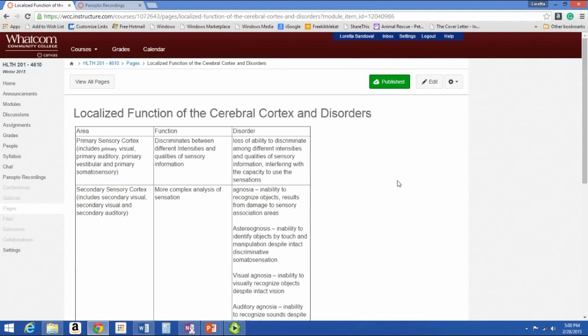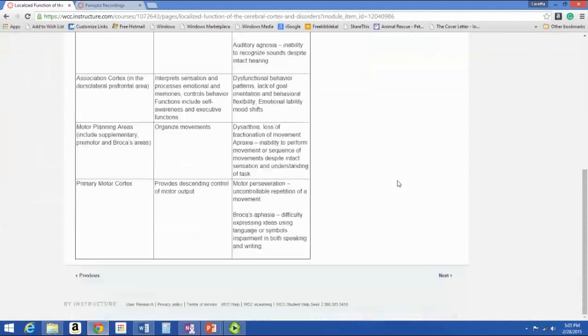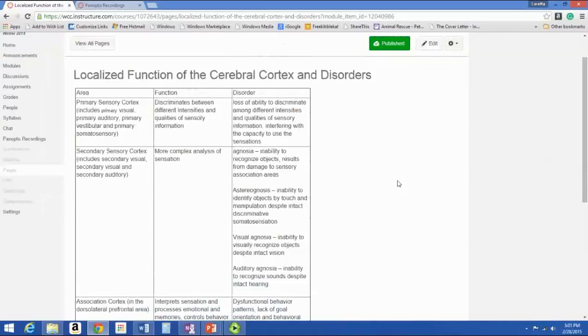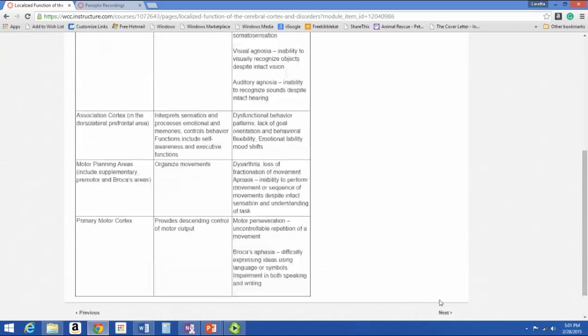So really, you know, it always comes back to the question, what do I need to know for the test? Well, here it is, all in one nifty little chart. So the individual areas, what their function is, what the disorder involving them is. So a nice little chart, easy to study from. This is what I expect you to know for the test.